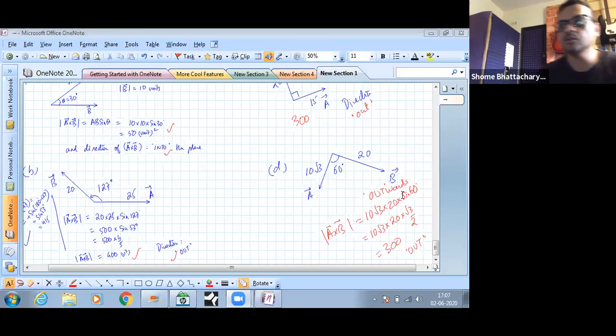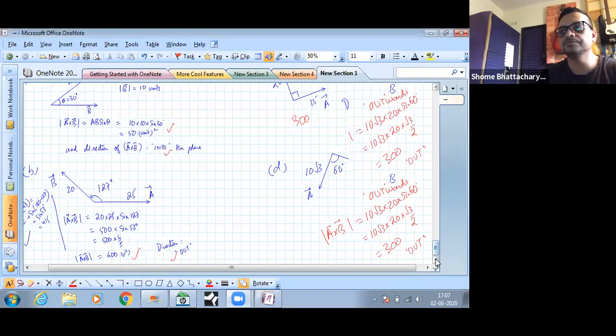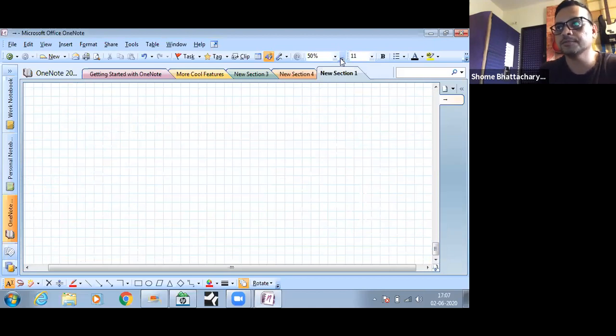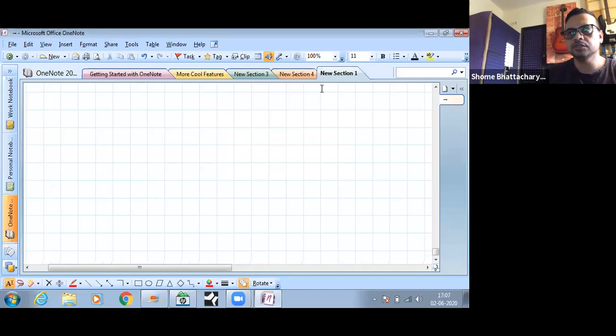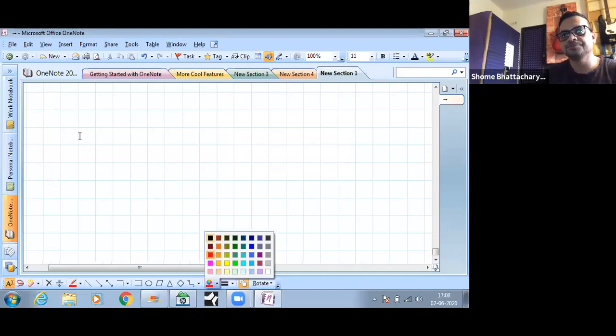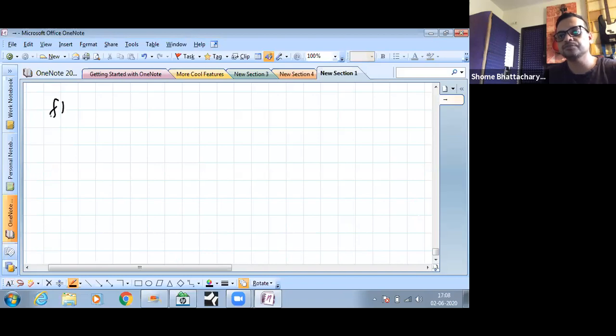And Sisti, yes, your point is correct. When we have parallel or anti-parallel vectors, your cross product will become 0, which makes sense because the area enclosed is also 0. How many examples have we done? 4 examples. So let's look at this next one.